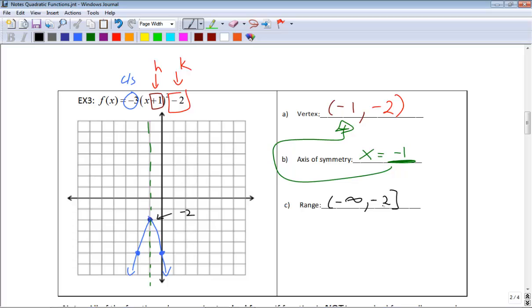In the next video, we're going to look at how to take quadratics that are in general form and put them in standard form.